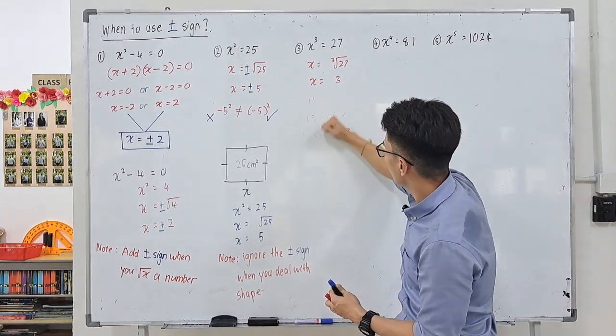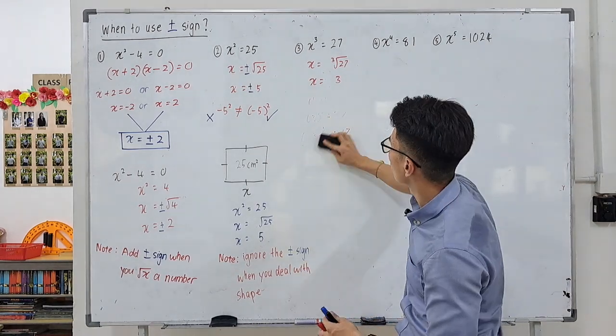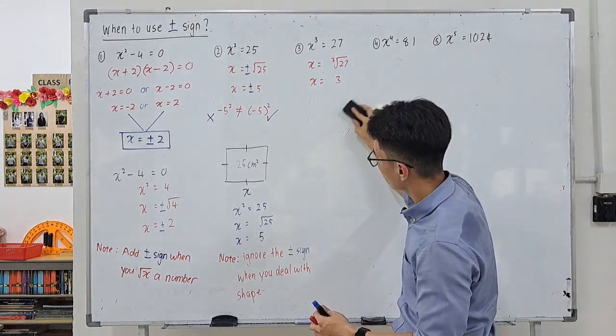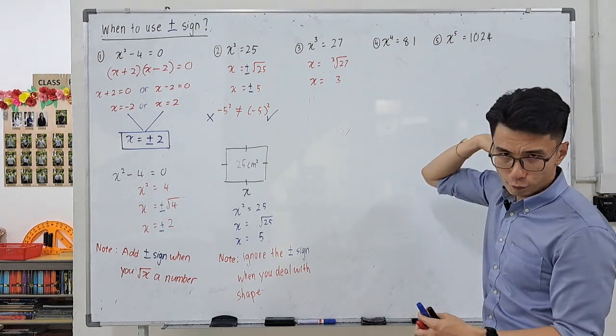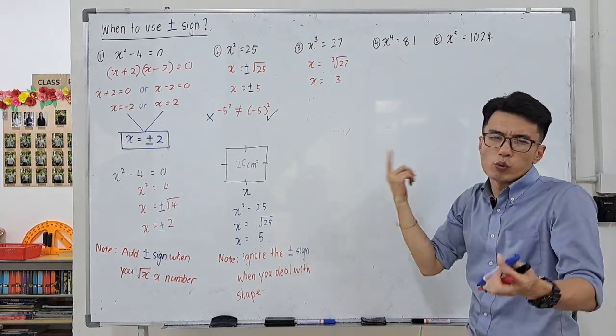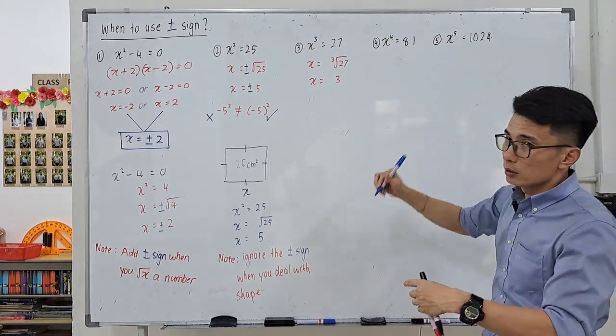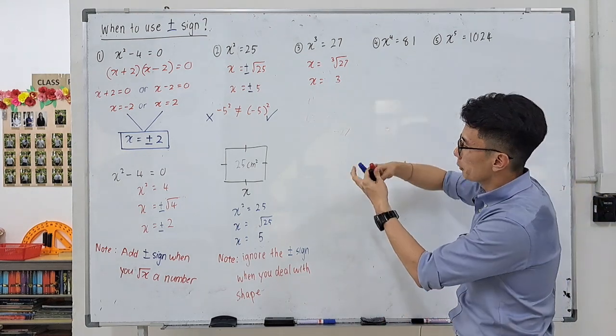So when you cube root a particular number, there will be only a positive answer, alright? Now what about the fourth root? Will I have the plus and minus again? Now let's check it out again.